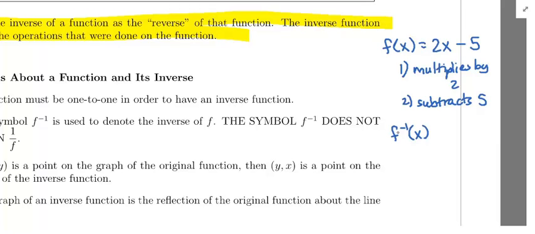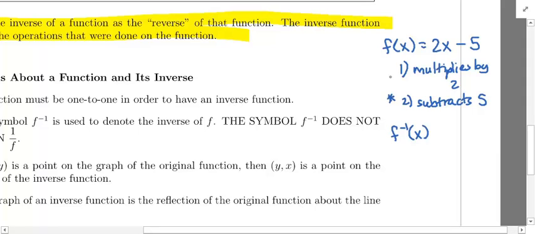The original function first multiplies by 2 and then takes that result and subtracts 5. We have to undo this. So we basically start at the end and go backwards to reverse this. The last thing that the original function does is subtract 5. So we're going to start there. We're going to reverse that. So the first thing that the inverse function is going to do, what's the opposite of subtraction? It's going to be addition. It's going to add 5.